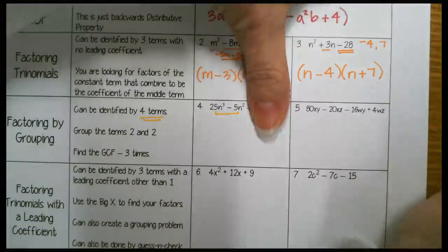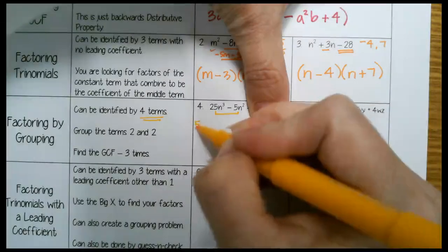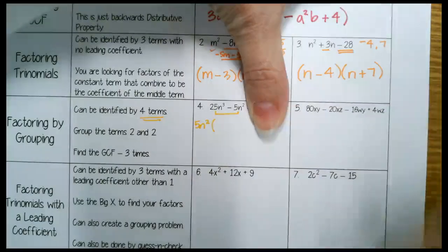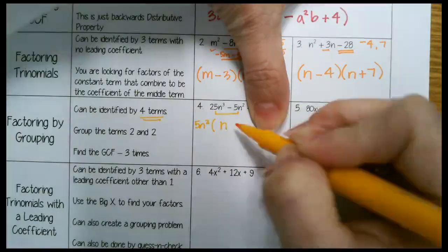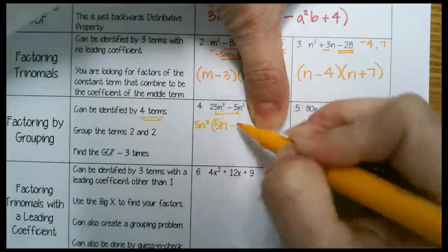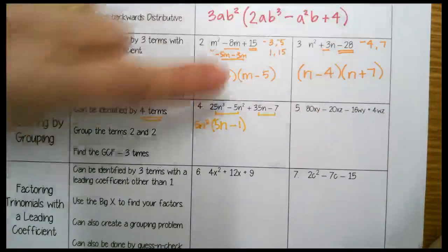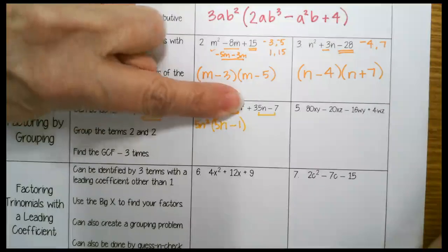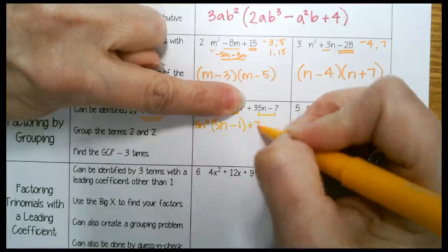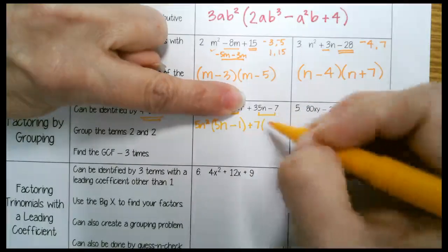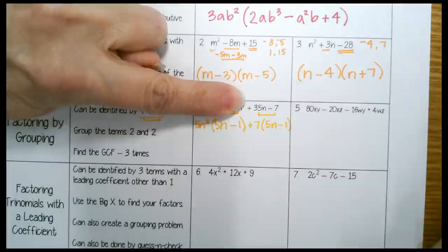So I'm going to cover this up. GCF between these two would be a 5n squared. And if we take that out, we would have 5n minus 1 left over. All right, so now I'm going to look at this group right here. The GCF between these two is a 7. And if we factor that out, we get 5n minus 1.